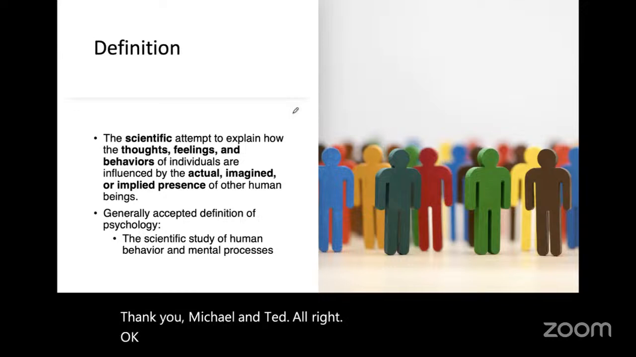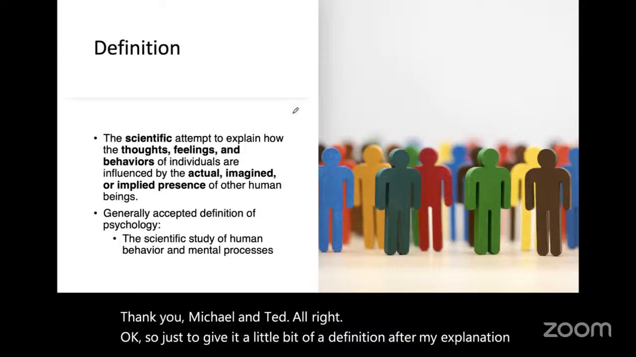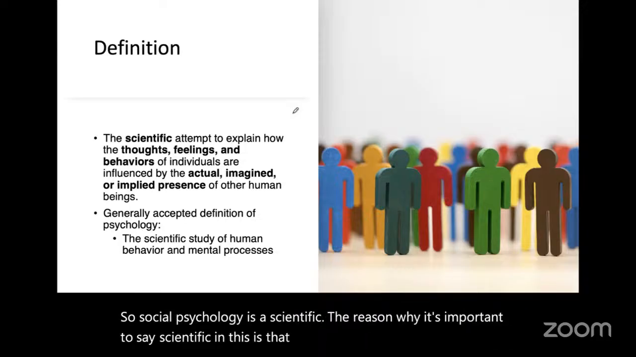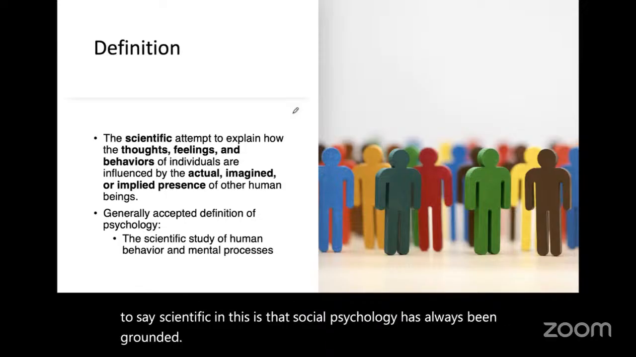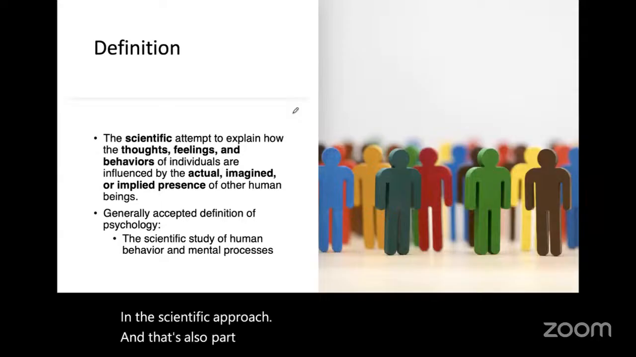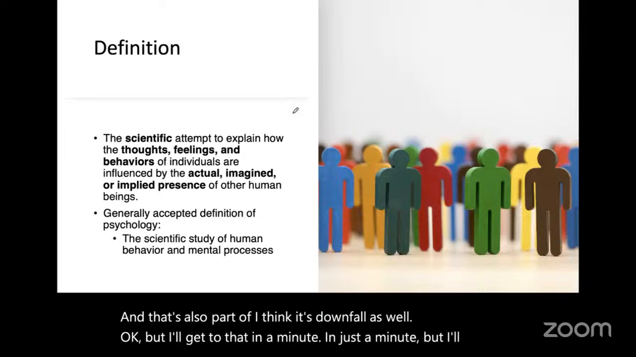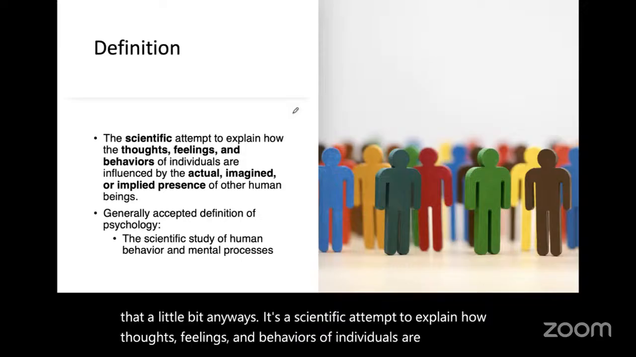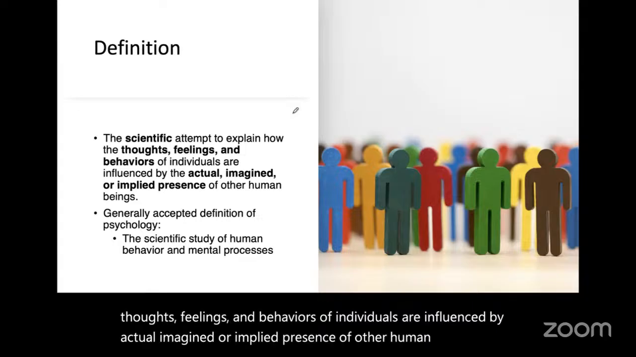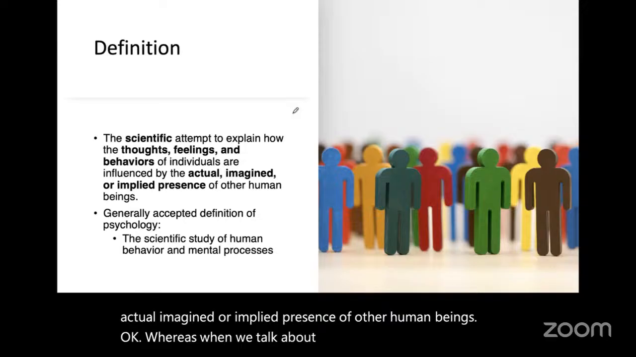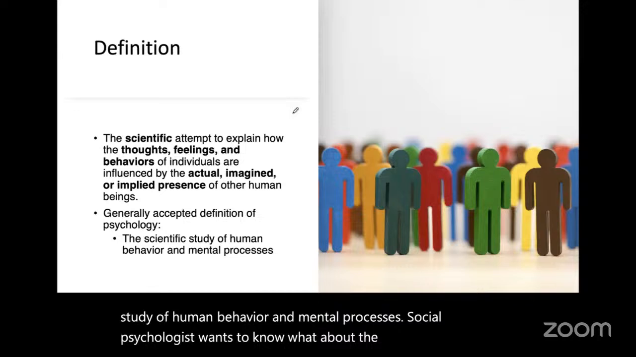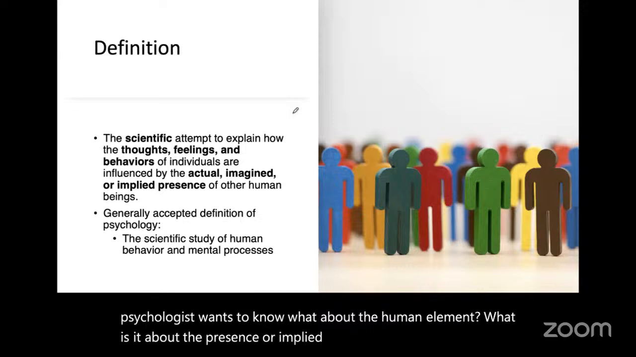Okay. So just to give it a little bit of a definition after my explanation, social psychology is a scientific attempt. The reason why it's important to say scientific is that social psychology has always been grounded in the scientific approach, and that's also part of, I think, its downfall as well. I'll explain that in a minute. It's a scientific attempt to explain how thoughts, feelings, and behaviors of individuals are influenced by the actual, imagined, or implied presence of other human beings. Whereas general psychology is the scientific study of human behavior and mental processes. The social psychologist wants to know, what about the human element? What is it about the presence or implied presence of others that guides our behavior?